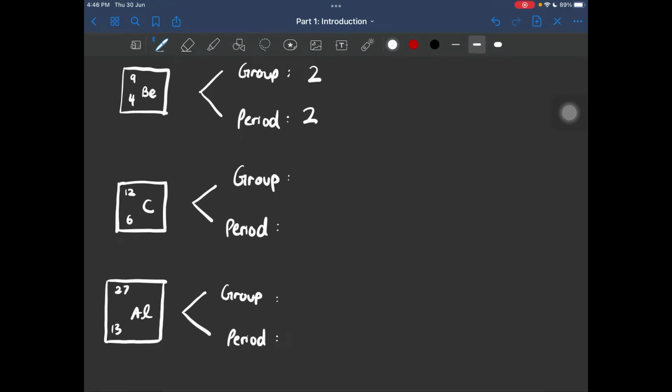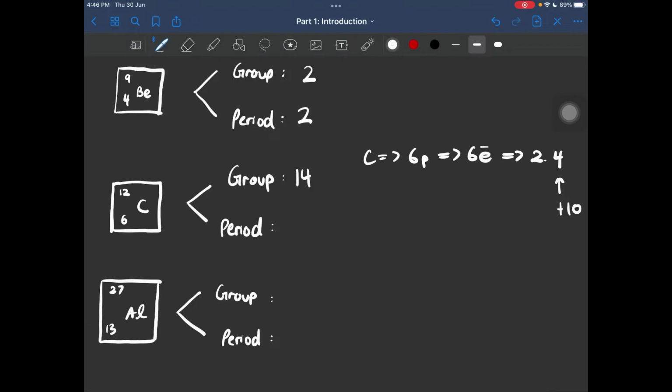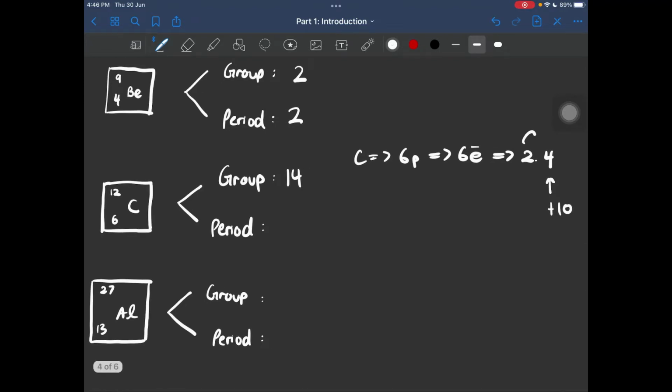Next, let's look at carbon. Carbon has 6 protons, which means it has 6 electrons. And the electron arrangement is 2, 4. Since the valence electron is more than 2, 4 is more than 2, so we have to add 10. So the group is 14. And the period is 2 because it has 2 shells occupied by electrons.